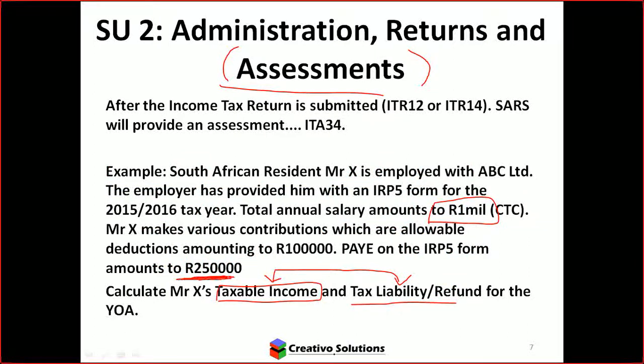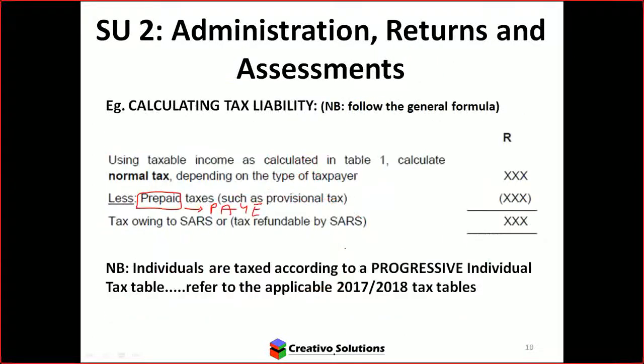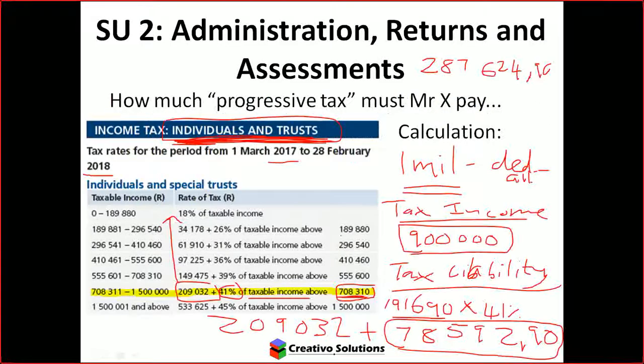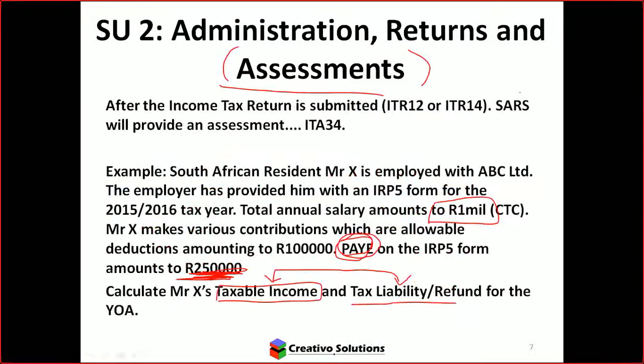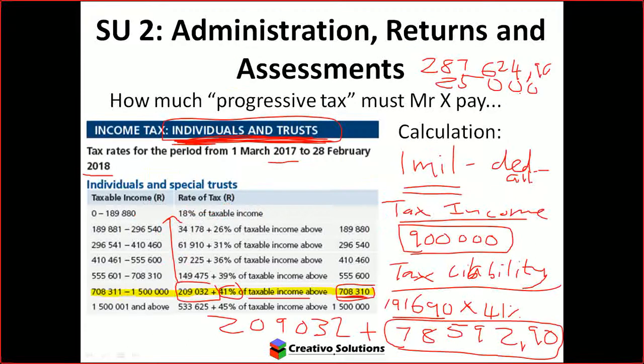Okay, did Mr. X pay any prepaid taxes? I think he did of 250. Yes. Okay, 250 is pay as you earn. When is pay as you earn paid over to SARS? During the year. Yes, sir. So do you agree this is before the end of the year? So is Mr. X going to pay more or less taxes? He's going to pay less taxes because he's already paid some taxes. Yes, sir. He already paid 250,000. Do you agree? Sorry, 250,000, another zero.